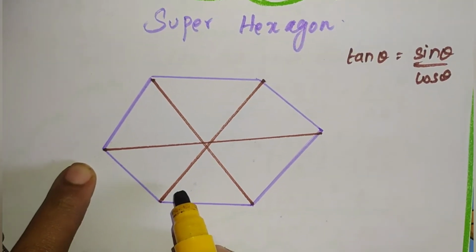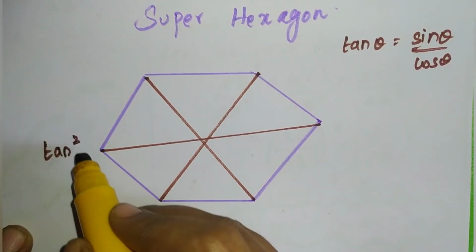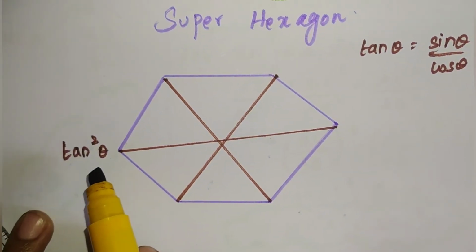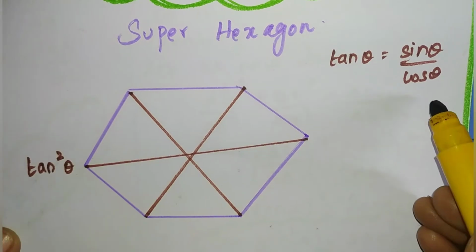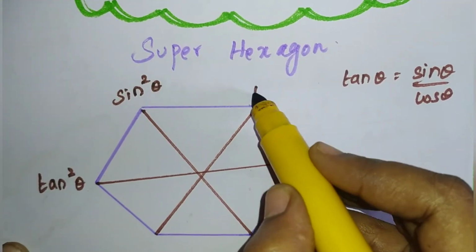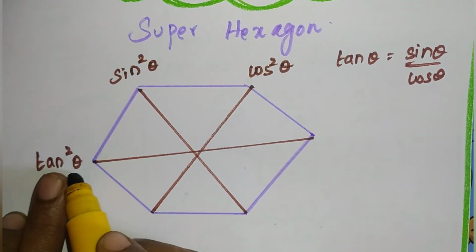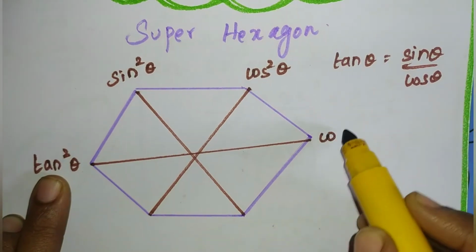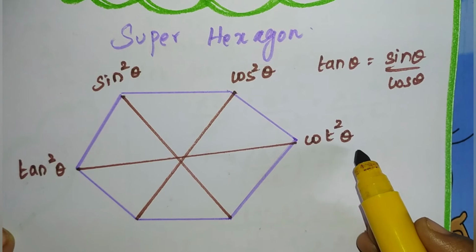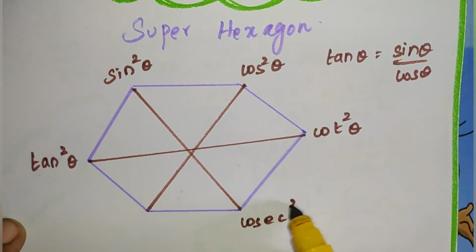I'm going to mention this as tan square theta. Tan theta is nothing but sin by cos. No? Next, sin square theta. Next vertex, cos square theta. Next, tan inverse is what? Cot square theta. And sin inverse is cosecant square theta.